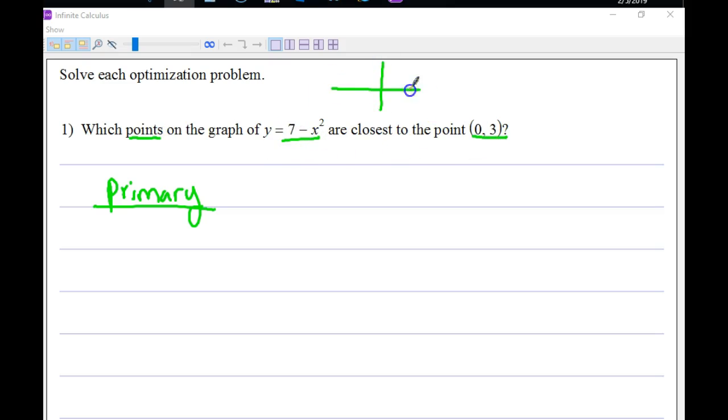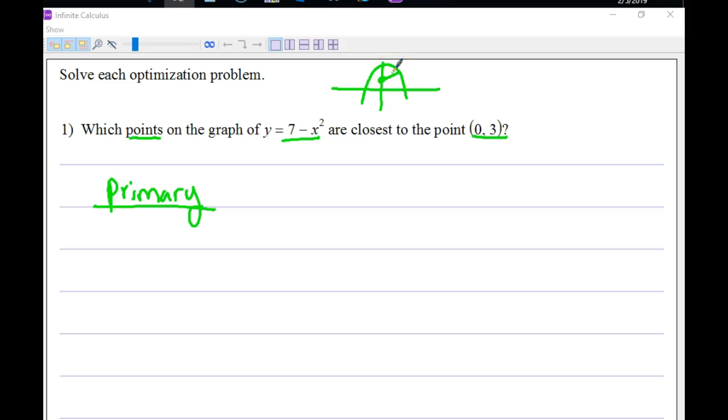Now, if we want to make a little graph of this, we could. It would look something like this. That's the graph. The point 0, 3 would be right about here. The question is, which point on this parabola is closest to this? We're looking to minimize this length right here.